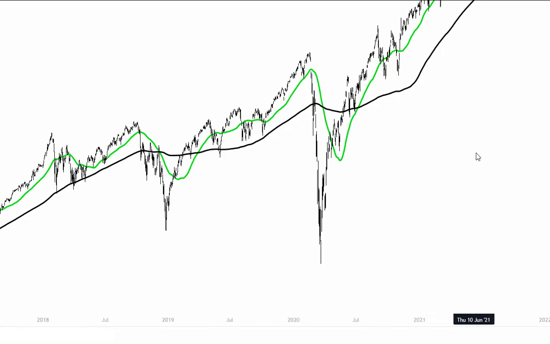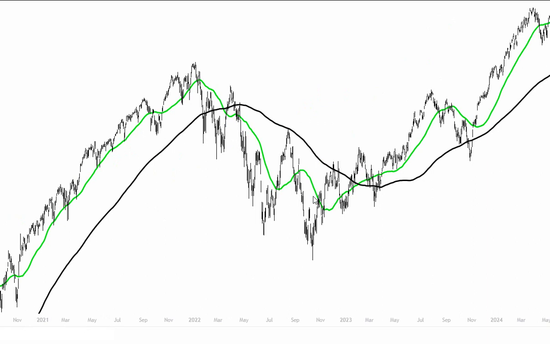2018, 2020, 2022. We lost the 200. We lost the 50. Ended up getting back above them, but then these bigger sell-offs rallied to the 200, got the bigger sell-off. The 50 remained below the 200 period moving average. This is a major correction. These sell-offs are major corrections.